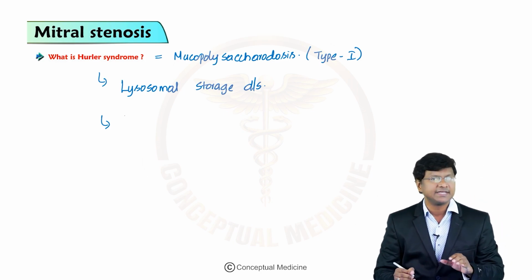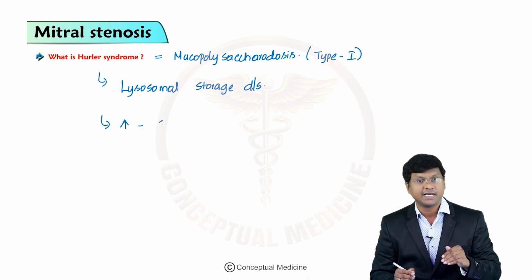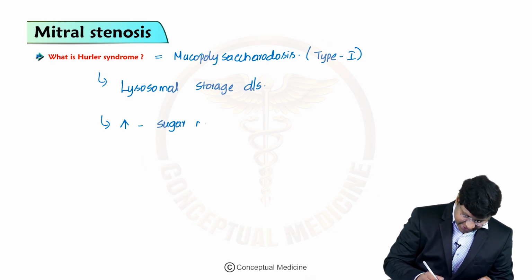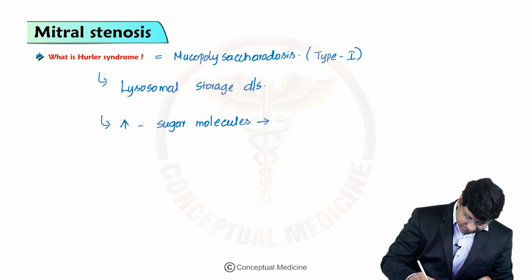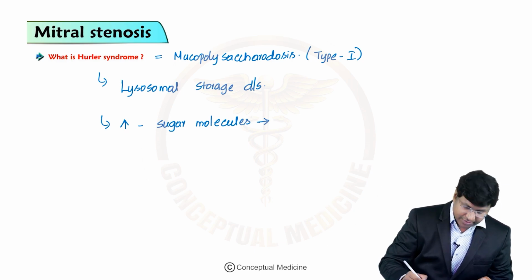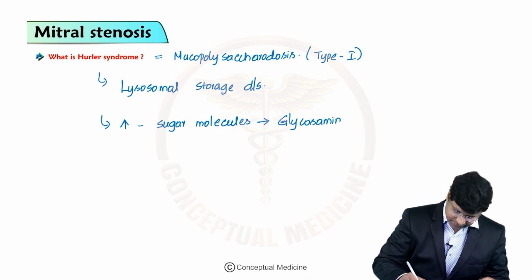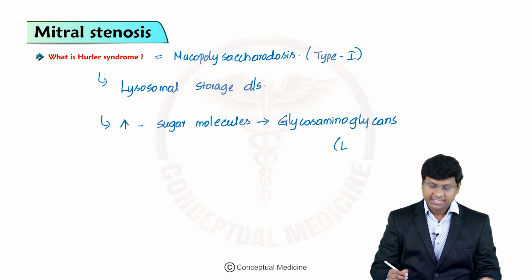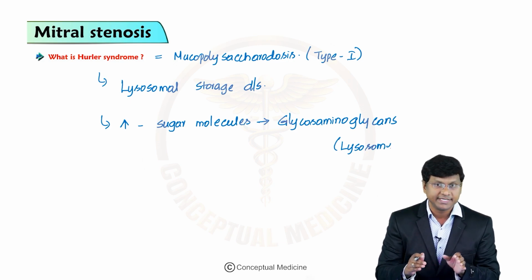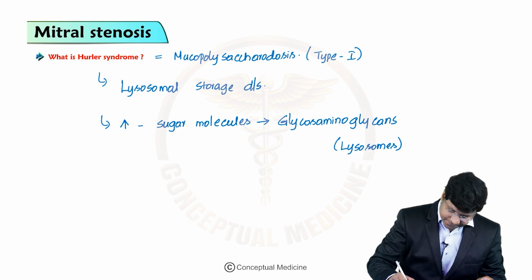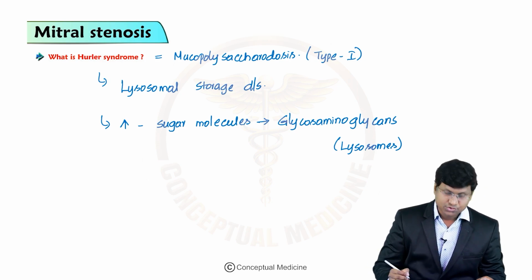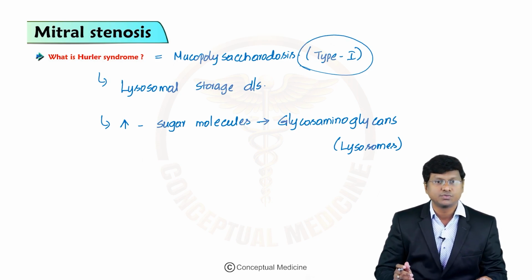Basically it's a genetic disorder that results in building up of large sugar molecules, so there is increase in the quantity of the sugar molecules. These sugar molecules are called the glycosaminoglycans. And where are these glycosaminoglycans being stored? They are stored within the lysosomes. So that is the reason why it is called a lysosomal storage disorder.